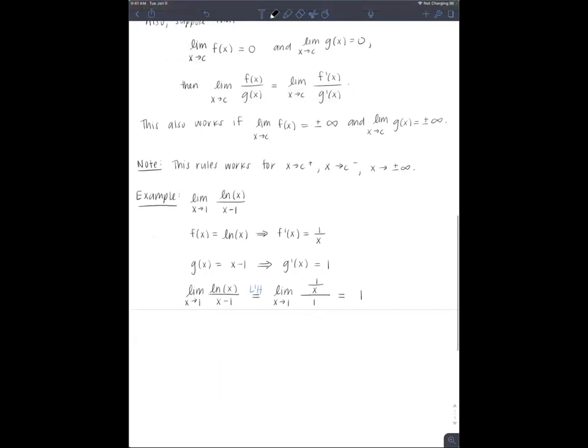But are there any questions about this example? Okay.